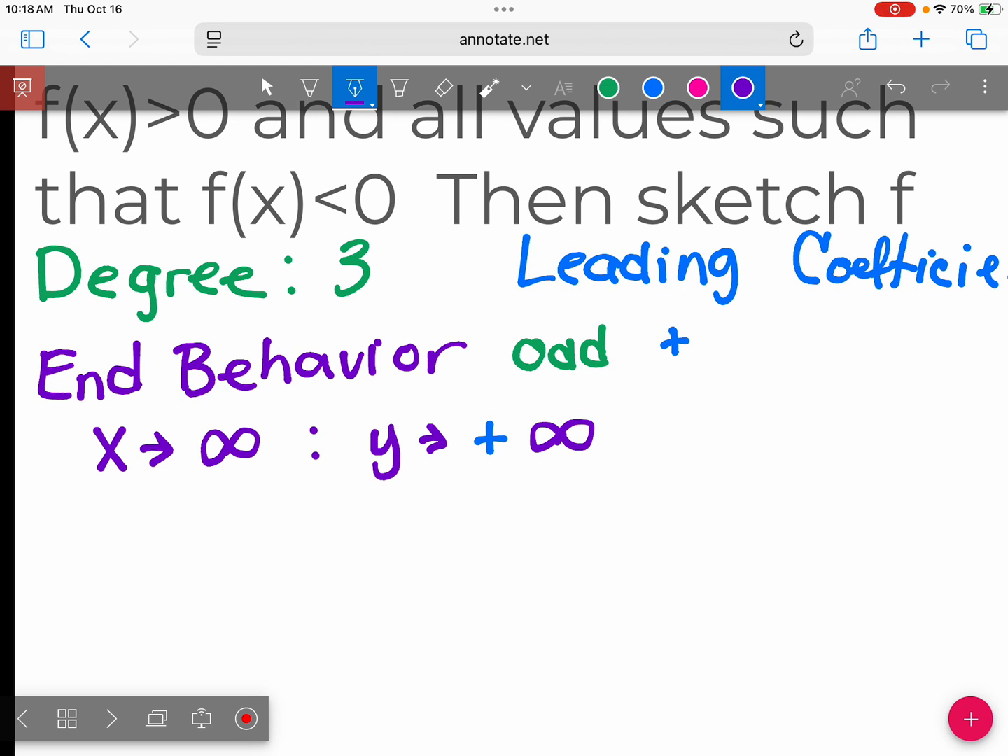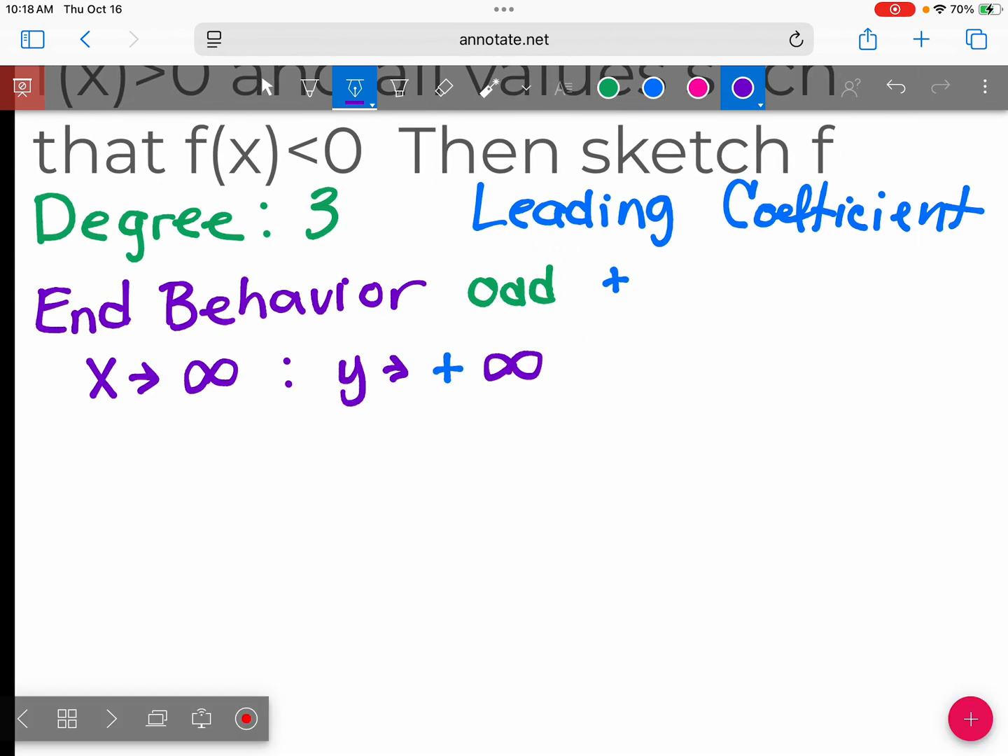The evenness or oddness tells us what's going to happen with our left arrow. So with our odd functions, is x going to approach negative infinity with y going the same or opposite? Opposite. Odds go in opposite direction. Remember, odd ducks go to the disco.